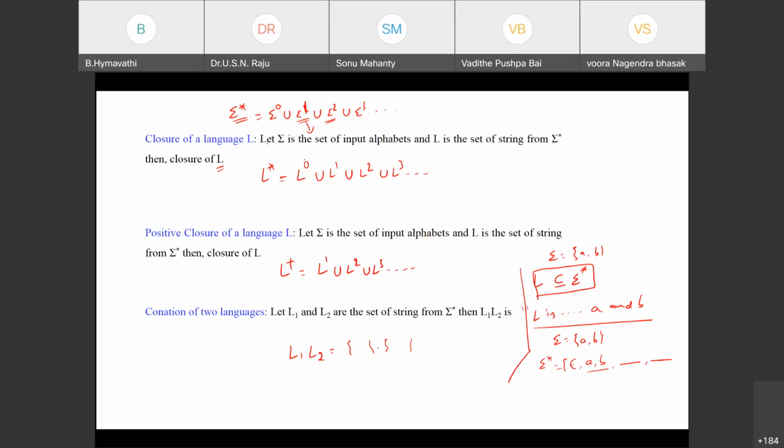Okay. So whenever I'm talking about L star, we'll see what we mean by closure of L. Previously, we have seen closure of the input alphabet. Now I'm talking about closure of a language. It is just an extension to that. There is not much.